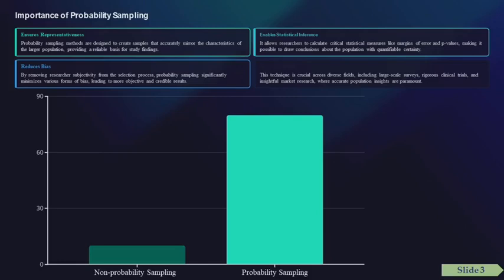The bar chart at the bottom compares probability sampling, with a tall green bar around 80 to 90 units, to non-probability sampling, with a short dark green bar around 20 units, highlighting how probability methods yield higher accuracy and reliability. This visual underscores why we prioritize these techniques in rigorous studies.